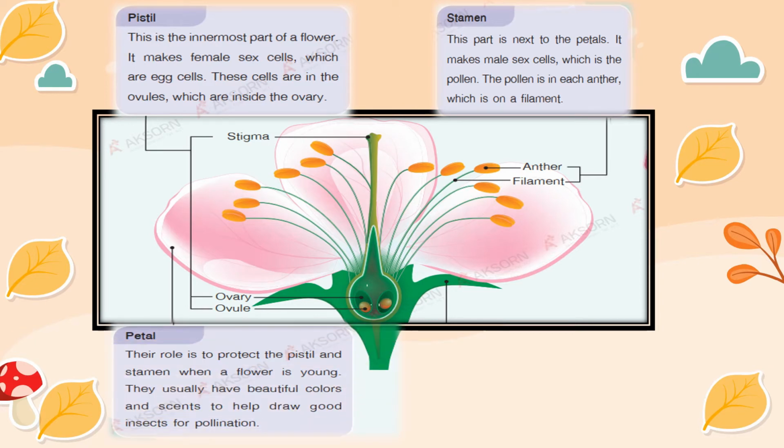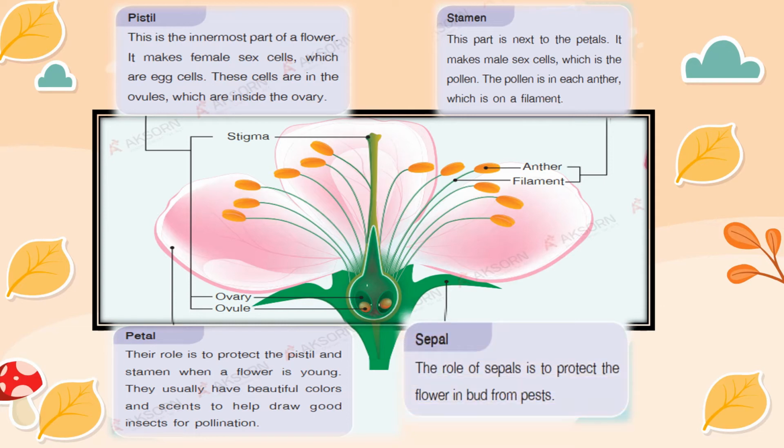So next is the petal. The role is to protect the pistil and the stamen when a flower is young. They usually have beautiful colors and scents to help draw good insects for pollination. This big part of the flower, the pink one, is the petal. So the petal helps the pistil protect the whole flower.